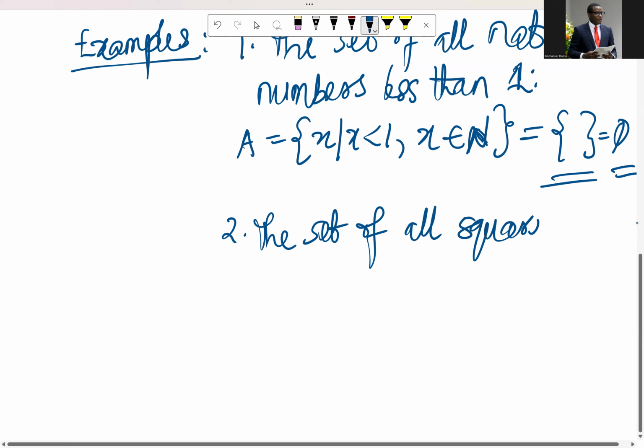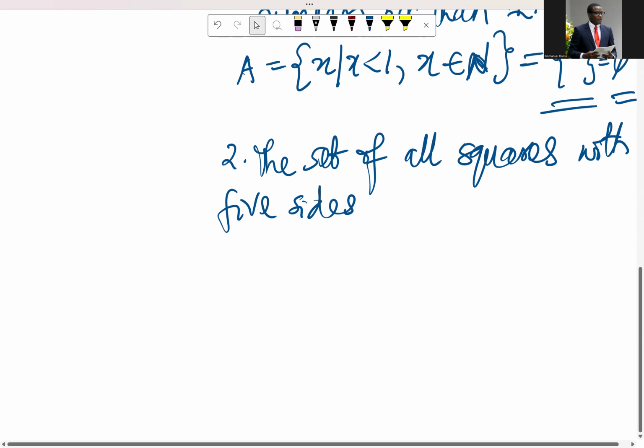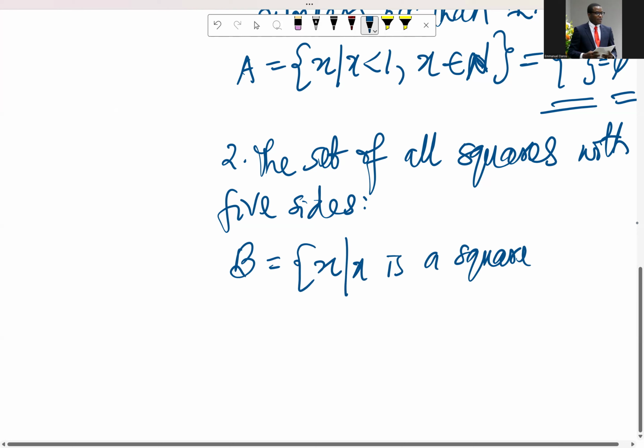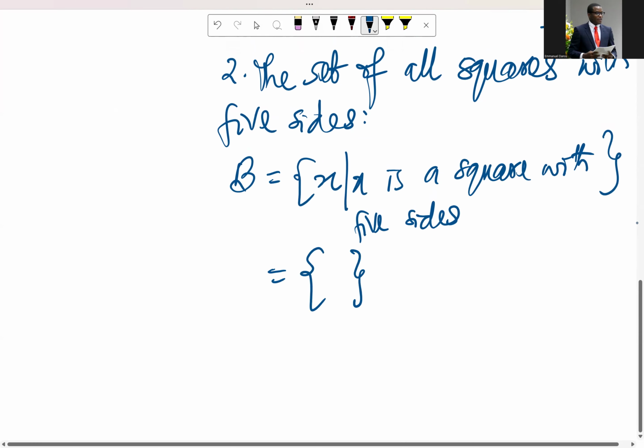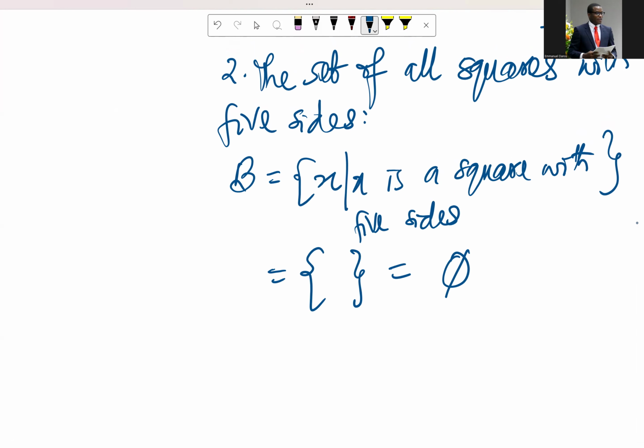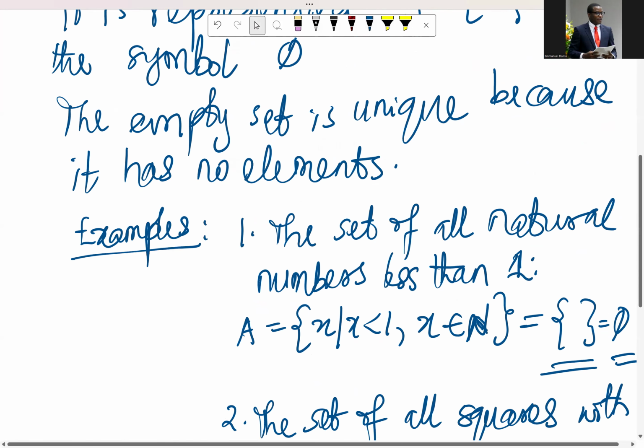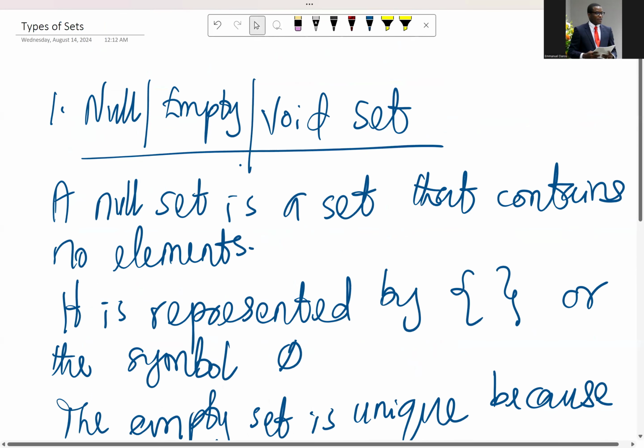The set of all squares with five sides. Of course, that's totally non-existent. The set of all squares with five sides is actually an empty set too. So you have B, which is the collection of all X such that X is a square with five sides. Squares only have four sides, so a square with five sides is an empty set. You can do it this way or this way; you don't have to use the two at the same time. Each of them represents an empty set. So a set without elements is called an empty set, or null set, or void set.